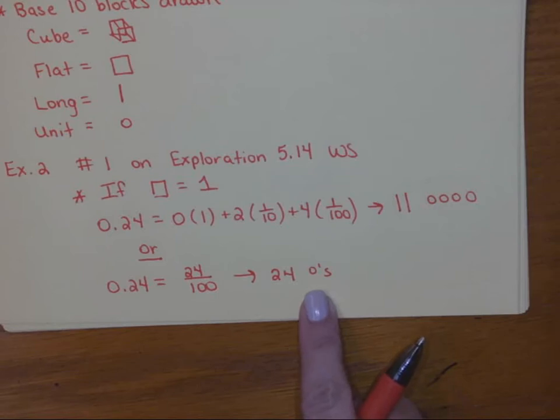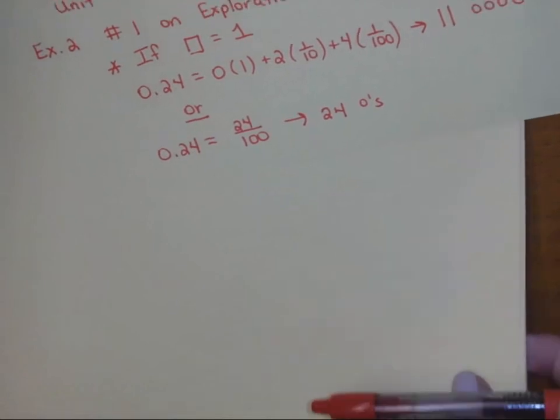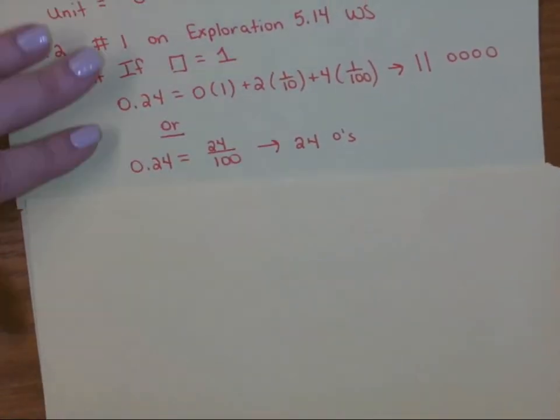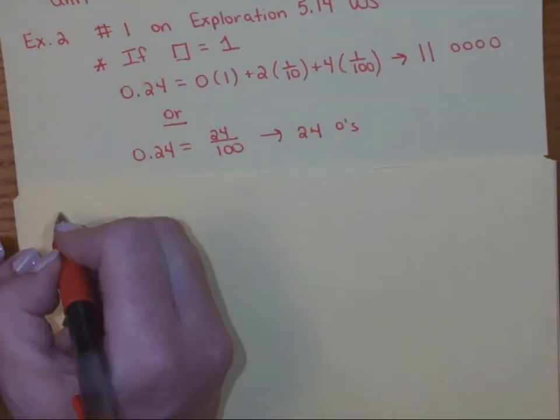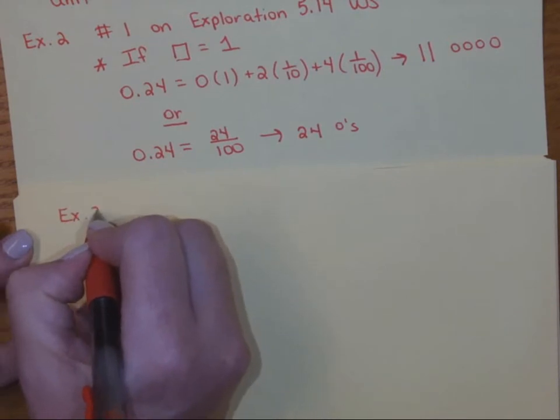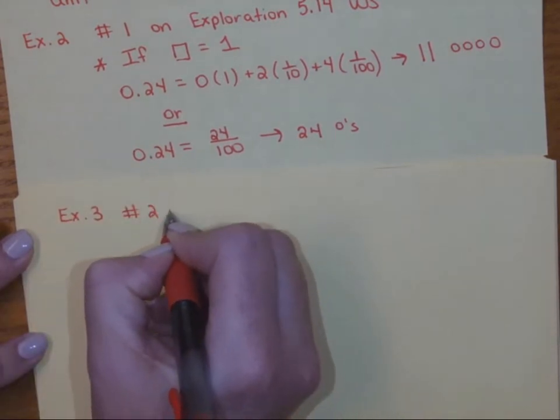Okay, so let's do number 2 on the same worksheet, 4.32 in a variety of different ways. So I'm going to switch it up on this one. So example 3, we're doing number 2 on the same worksheet.